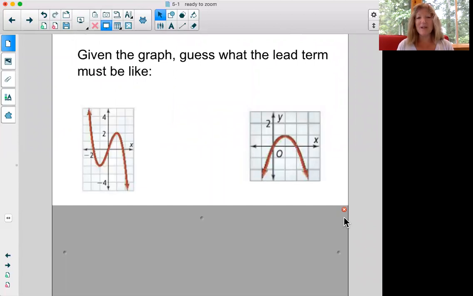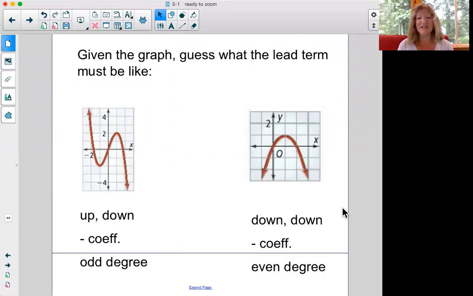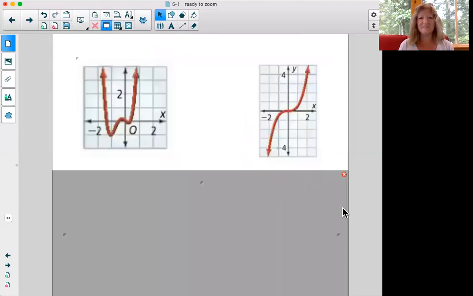Pause, describe the leading term for the polynomials that generated each of these graphs, and then press play for the solution. Up, down, negative, odd degree. Down, down, negative, even degree for that leading term of the polynomial whose graph is represented here.